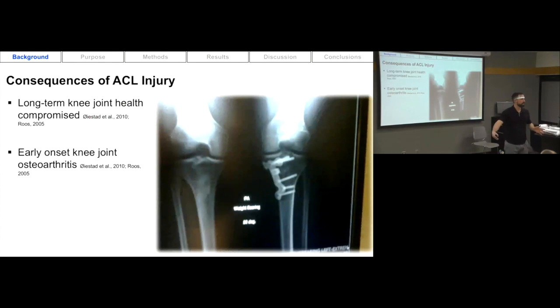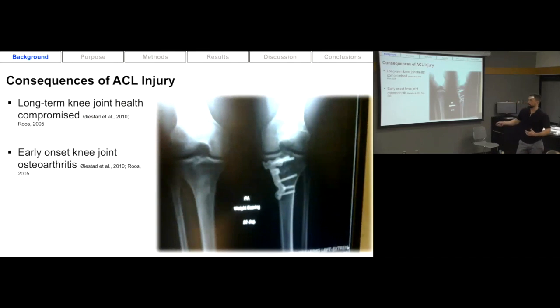When you have an ACL injury, we often hear "ACL injury," but there are other things that happen. You know, meniscal tears can occur, articular cartilage lesions, multi-ligament injuries. And what we know is that young athletes who sustain an ACL injury are at high risk for developing early onset of knee joint osteoarthritis later in life.